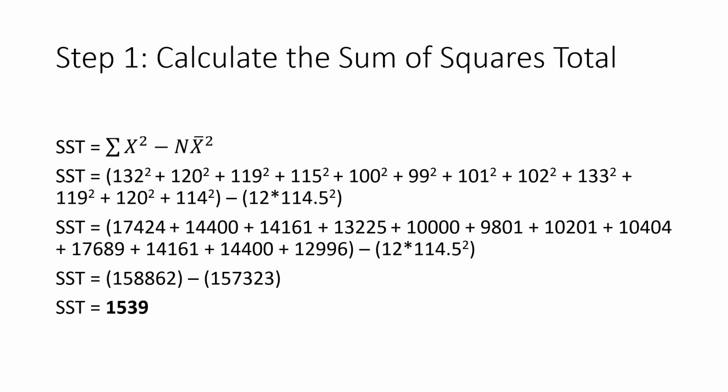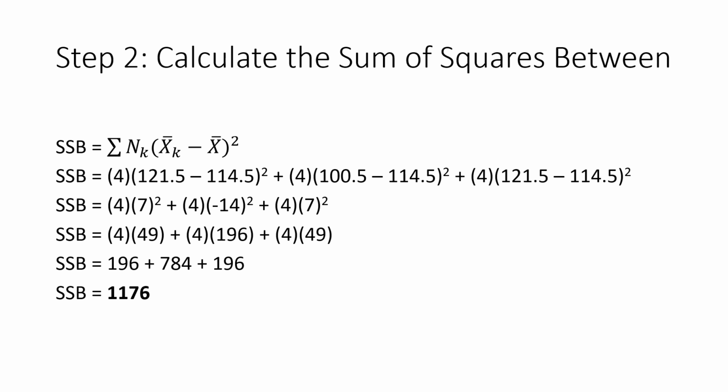The next line down, we have SST equals 158,862 minus 157,323. And this gives you a sum of squares total of 1539. So hold on to that number, 1539.